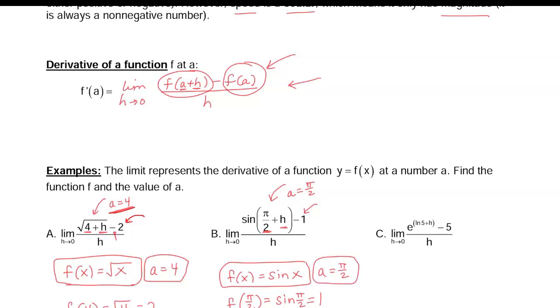Okay, pause the video for a moment and decide the answer to part C. Pause the video now. I will give the solution to part C.